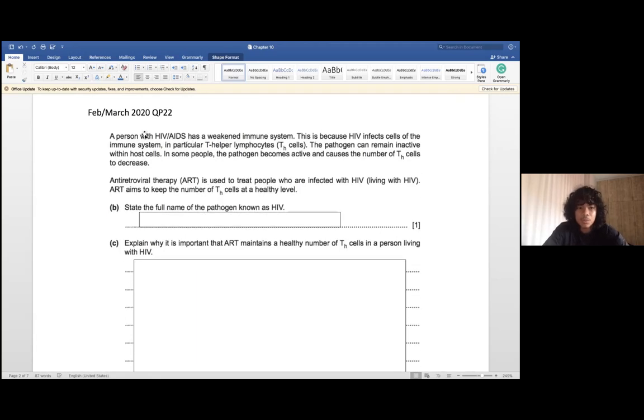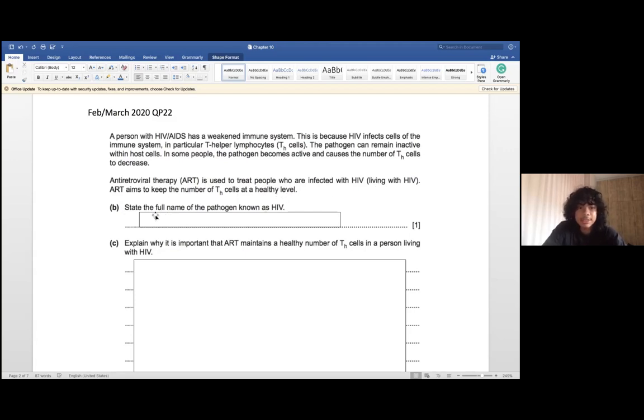Moving on. From the February-March 2020, a person with HIV or AIDS has a weakened immune system. This is because HIV infects cells of the immune system, in particular T helper cells. The pathogen can remain inactive within host cells. In some people, the pathogen becomes active and causes the number of T helper cells to decrease. So ART, antiretroviral therapy, is used to treat people who are infected with HIV, and ART aims to keep the number of T helper cells at a healthy level.